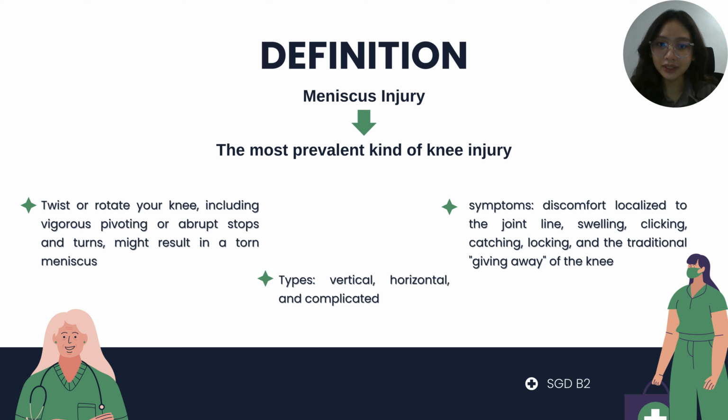There are three types of meniscus injury. They are vertical, horizontal, and complicated. A variety of symptoms such as discomfort at the joint line location, swelling, clicking, catching, locking, and the traditional giving away of the knee can be caused by meniscal injury. Despite being a frequent orthopedic disease, meniscus injury can be difficult to repair.